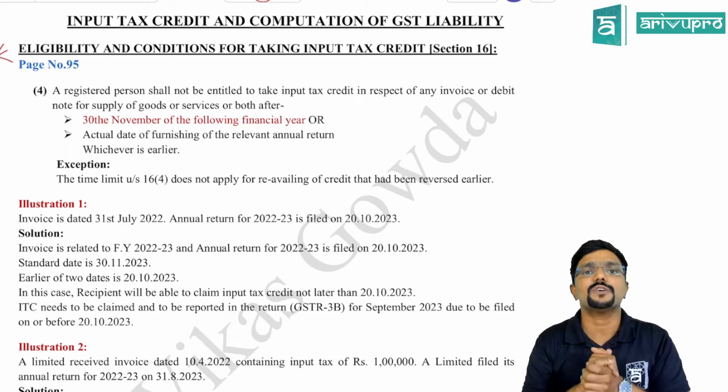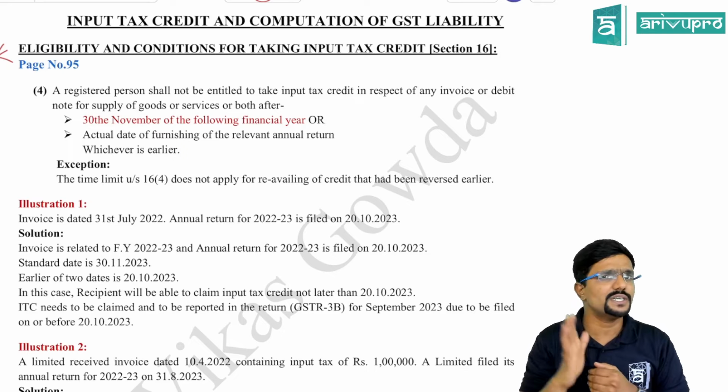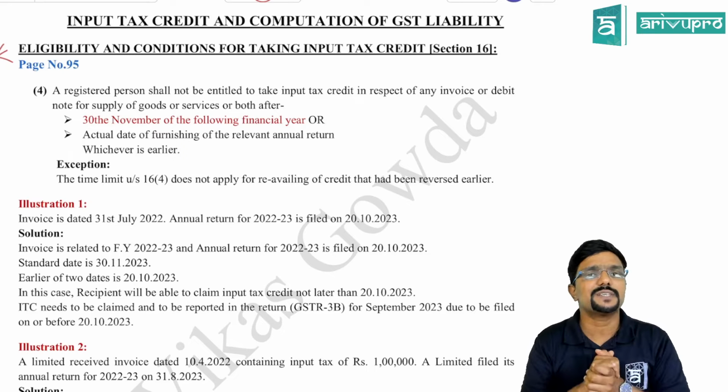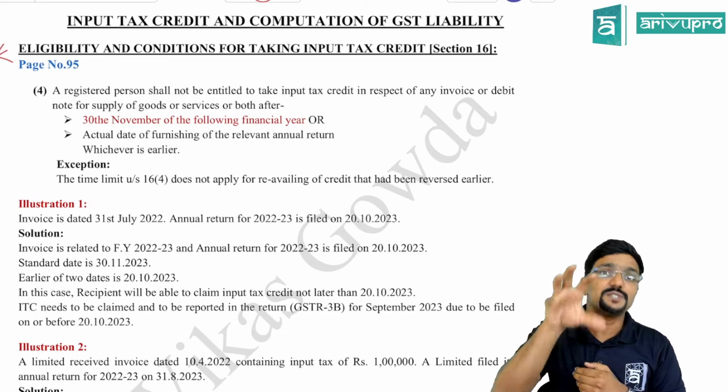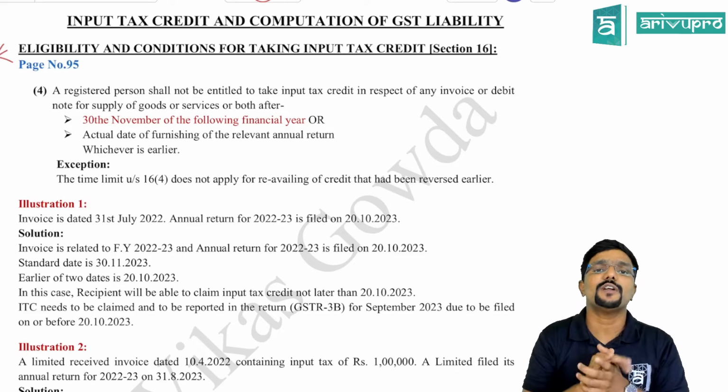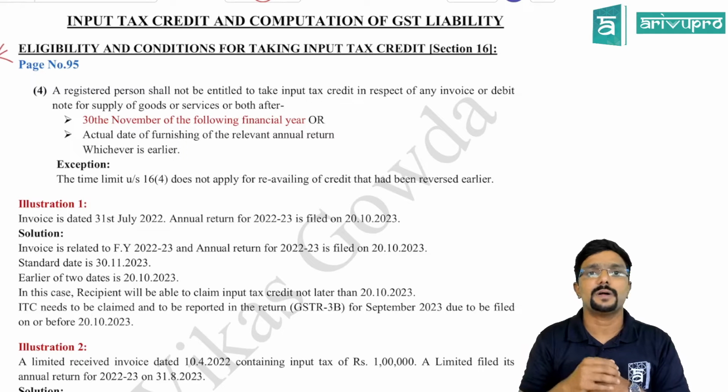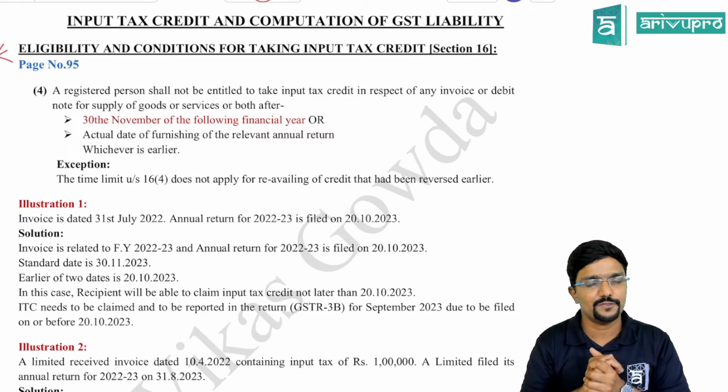See, until and unless the question is silent, if the question is silent, always assume the registered person is following monthly return. If the question is specific that a person is following QRMP, only then you accordingly consider the dates, guys. If not, always assume that he is filing monthly return. Okay.